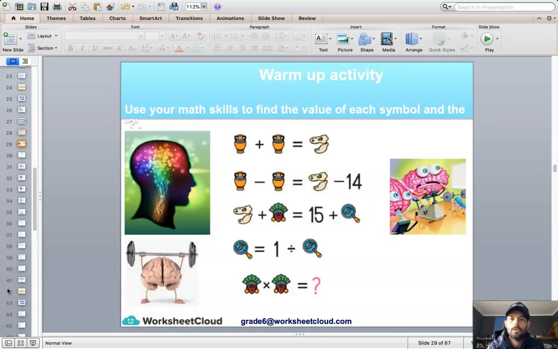So our warm-up for today is a bit of an archaeological theme. You need to tell me the value of each symbol, and don't forget to tell me the value of the question mark at the end. Take your time, write everything down, and be sure to check your work at the end.